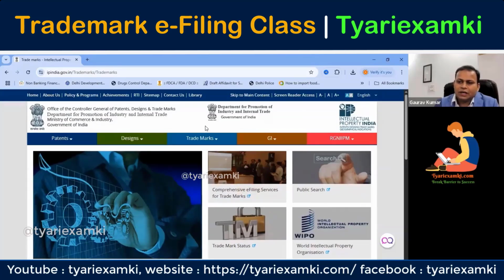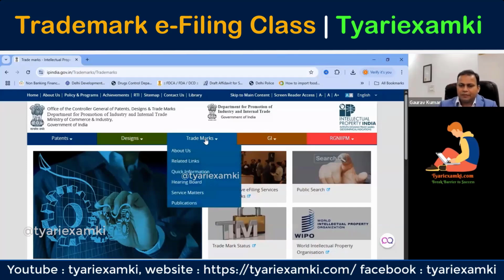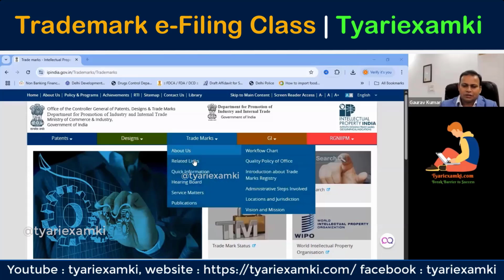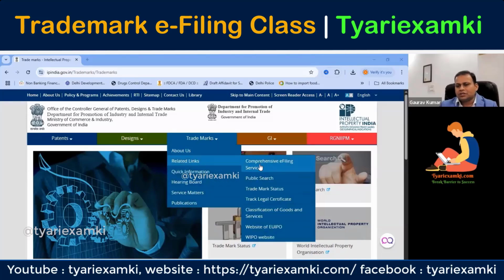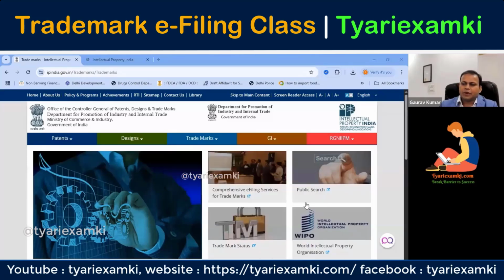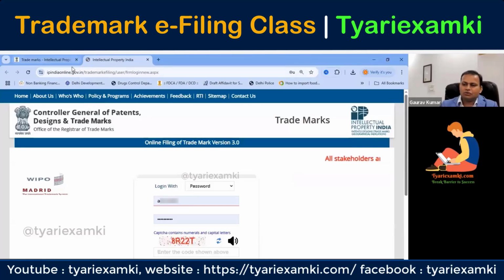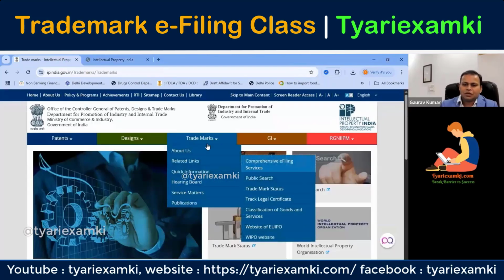Now, the important links that have been given in this portal are here, in this tab, trademark. Here in the related links, you will find 4 to 5 links. First one is the comprehensive e-filing. This is the site where we need to prepare the application and do all the online filing. To access this site, you should have the user ID and password.